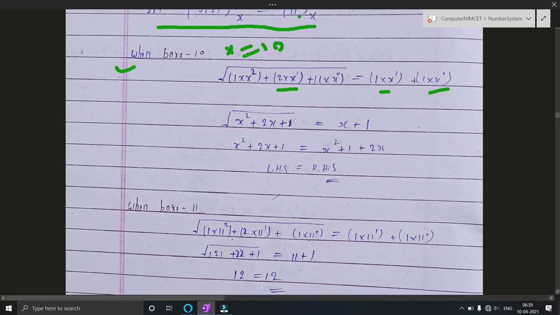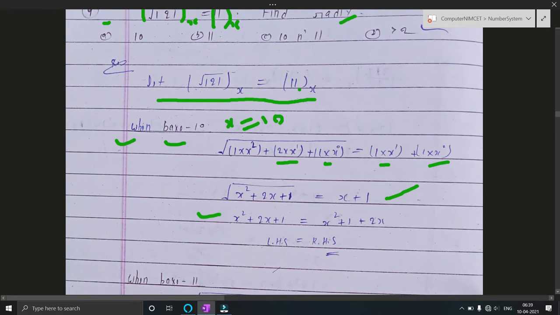So let's take it forward. 1 into x power 0, that is 1, 2 into x, that is 2x, and 1 into x square, that is x square. Similarly in RHS, 1 into x power 1 is x, and 1 into x power 0 is 1. Squaring on both sides, we get a square plus b square plus 2ab. So x square plus 1 plus 2x, and the square root can be cancelled out on the other side, giving x square plus 2x plus 1. So LHS equals RHS. That means if base is 10, then LHS equals RHS, so base 10 is possible.